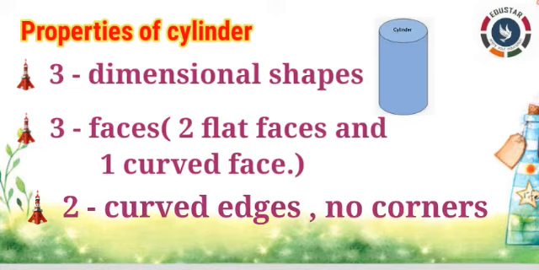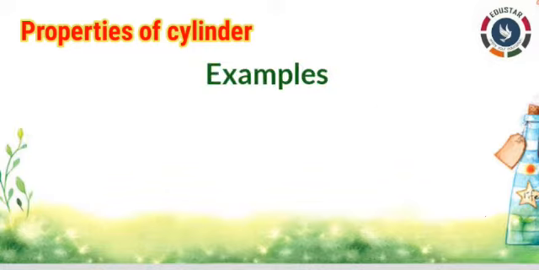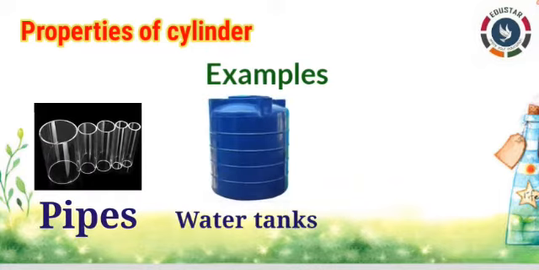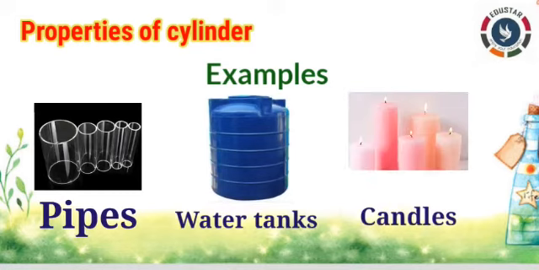There are no corners in a cylinder because corners mean three edges meet. But here we have only two edges. So there are no corners in a cylinder. Examples of cylinder are pipes, water tanks, candles, and so on.